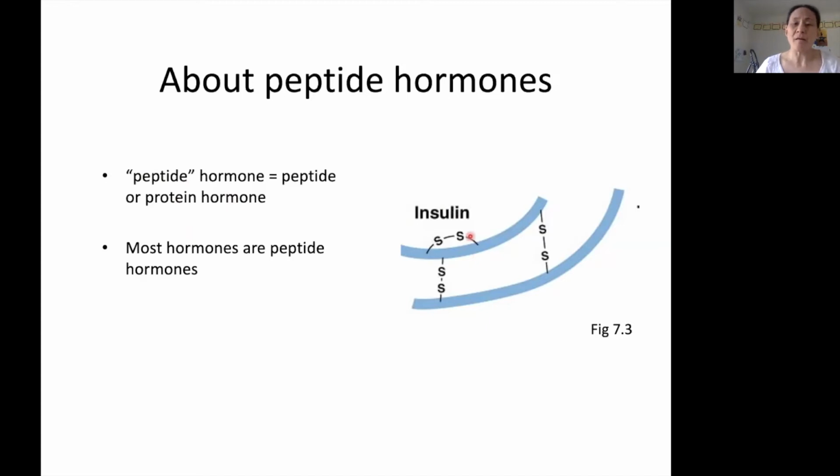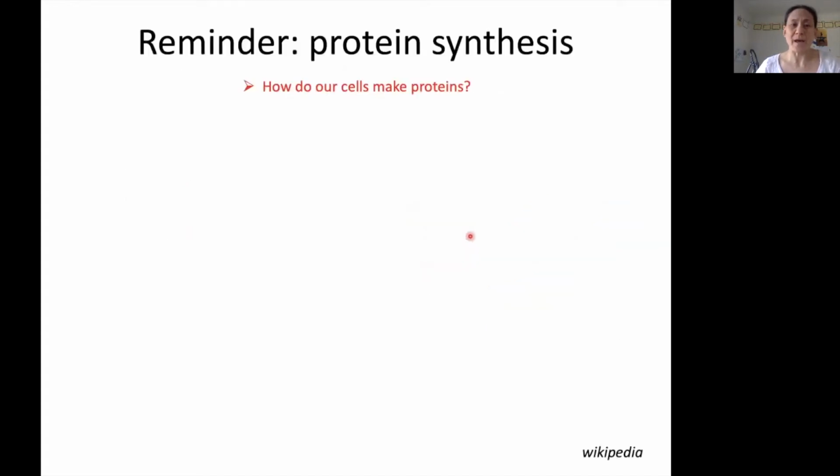All right, so let's talk a little bit about how peptide hormones are made. Okay, so first question, this is a question on your worksheet. I want you to rack your brain, see if you can remember, how do our cells make proteins? What is the process by which our cells make proteins, in maybe a sentence or two? So go ahead, hit that pause button to answer the question.